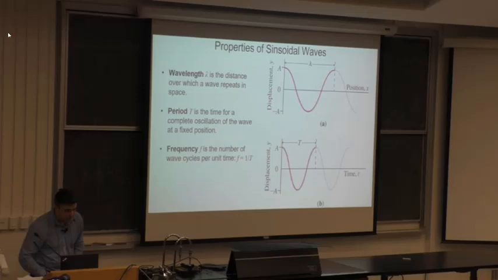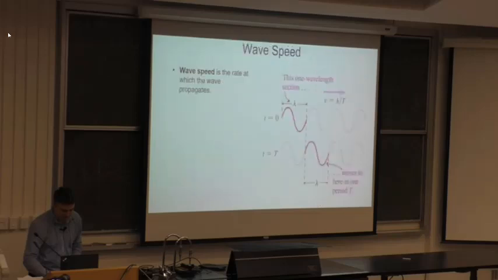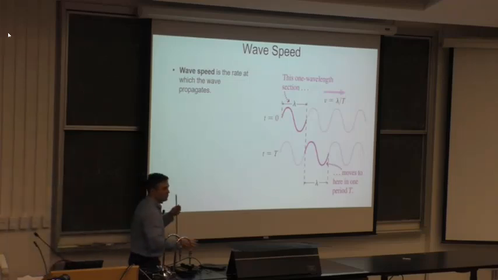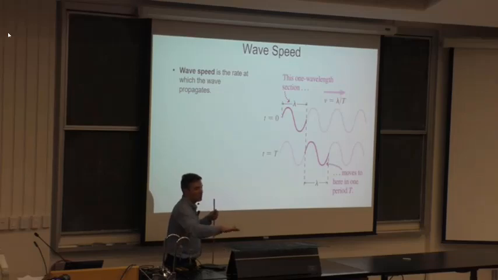And the frequency is just 1 over the period. And then the amplitude, in both cases, is just the distance between whatever the x-axis is and the maximum disturbance. And then the wave speed is the rate at which the wave propagates. And this is not at all related to the speed of the actual particles themselves. It's the speed of the pattern.